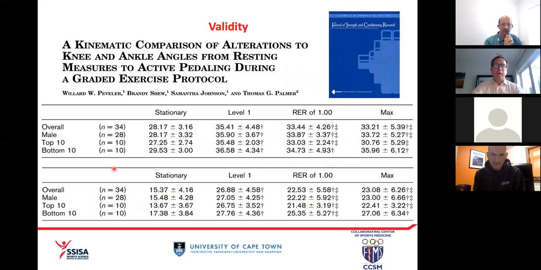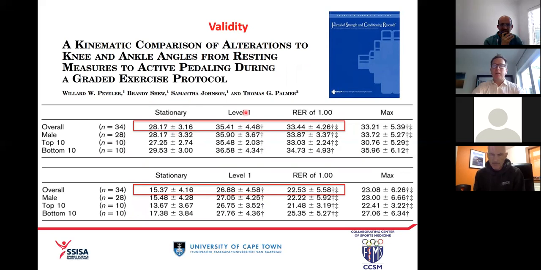If we look at Will Peveler's study from the Journal of Strength and Conditioning Research, similar findings, and here is stationary, okay? This is level 1. Level 1 was defined as 1 kilopond. I actually had to go and look it up because a kilopond is basically 9.8 Newtons, in other words the force of gravity. God knows where they actually still use that, maybe somewhere in the States where they're not metric yet. But anyway, that's level 1, low intensity, in other words. And then at an intensity equating to a respiratory exchange ratio of 1, and then a maximal intensity.